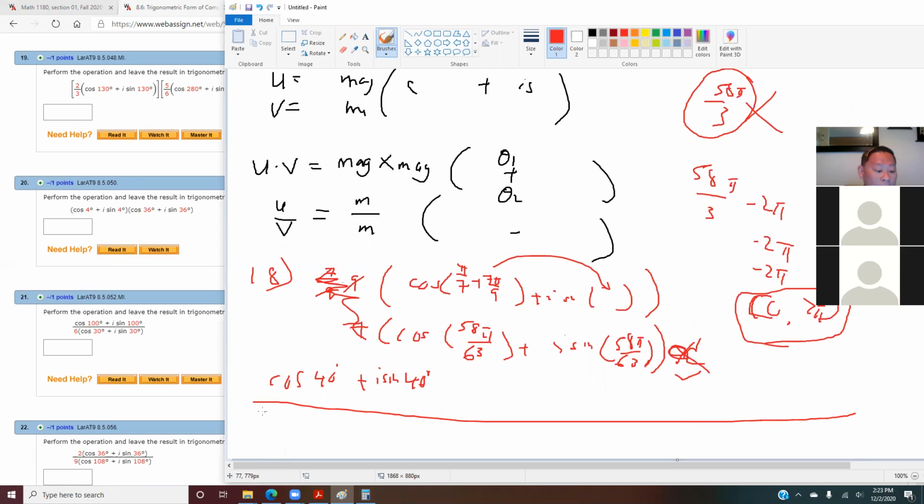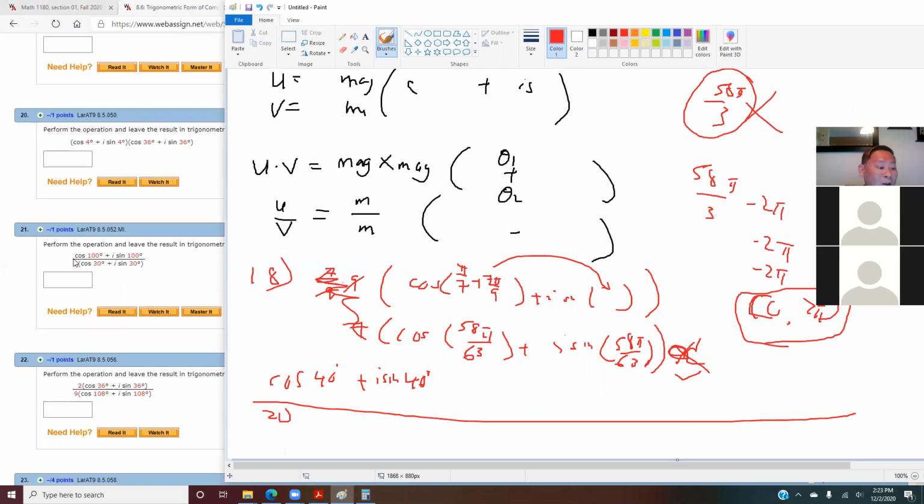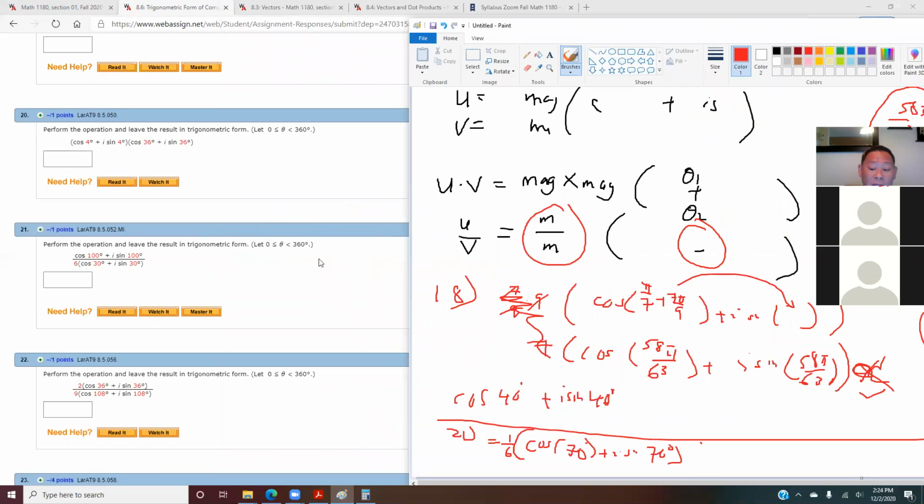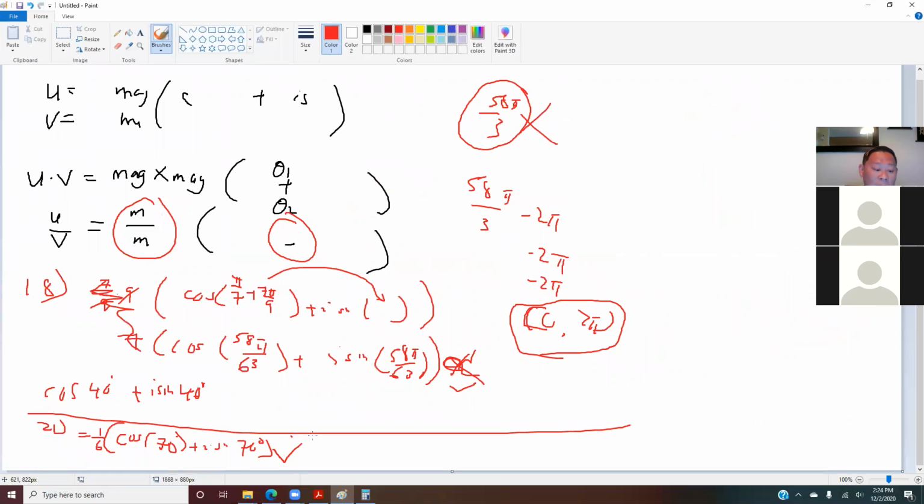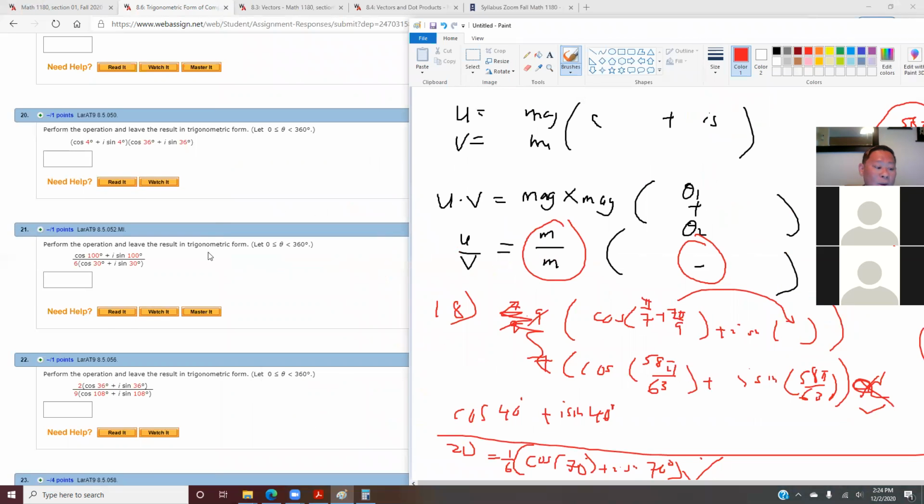So this is multiplying. So for dividing, when you divide, the magnitude you divide. Your angles you subtract. So for this case, you divide your magnitude, so you get 1/6 cosine. And then you subtract the top from the bottom. 100 subtract 30 is 70, plus i sine 70. You okay there? So it's pretty much simple. You subtract this and you divide this. And then make sure that the angle is between 0 to 360. So 70 is between 0 to 360. This is correct. So you want to try 22.